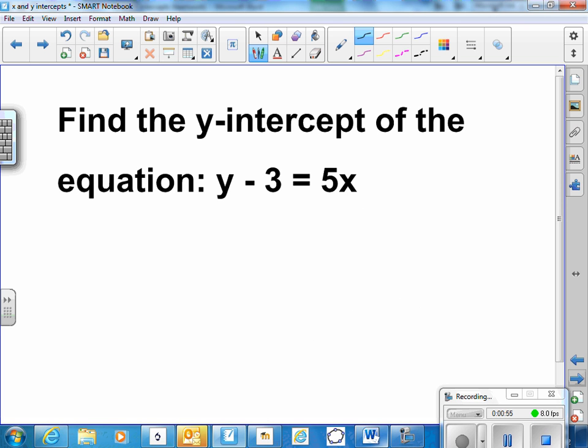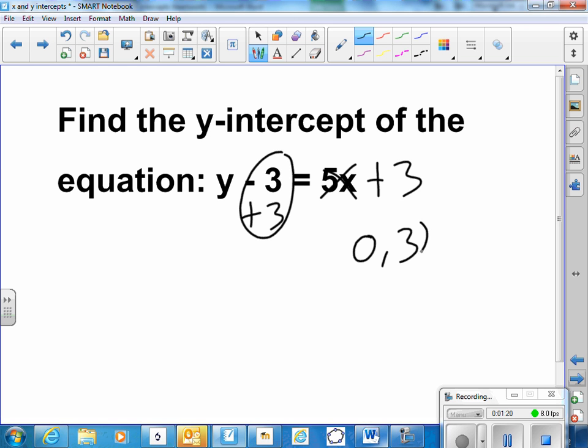Well, knowing that that's the case, let's do this one. Let's get the y all by itself. Let's add 3 to get the y-intercept. Y equals 3. So the y-intercept in that case is 3. The location of where that crosses the y-axis, we go over 0 and up 3.